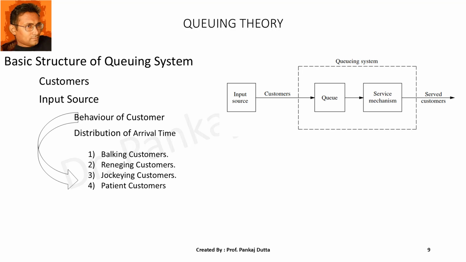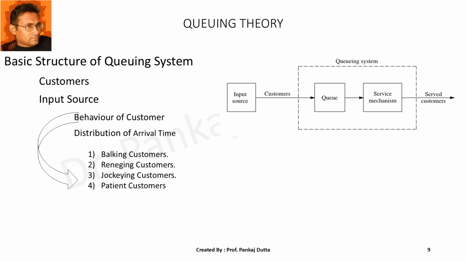In the first category, we have customers who refuse to join the queue because the queue is too long and he or she has no time to wait or there is no sufficient waiting space. This kind of behavior is referred to as balking. This kind of behavior we can observe in a CNG station or in a departmental store when there is a big queue.